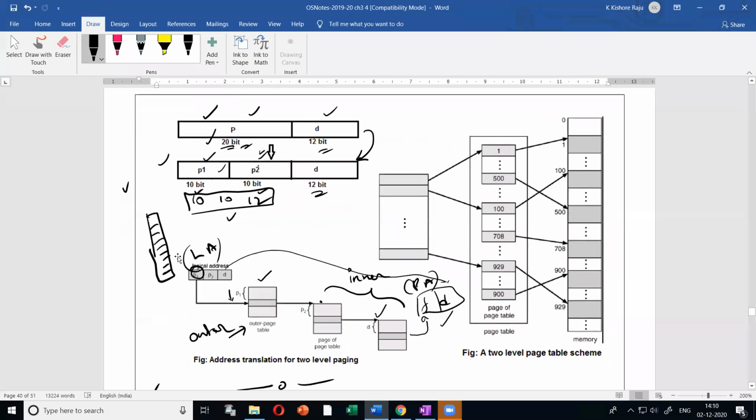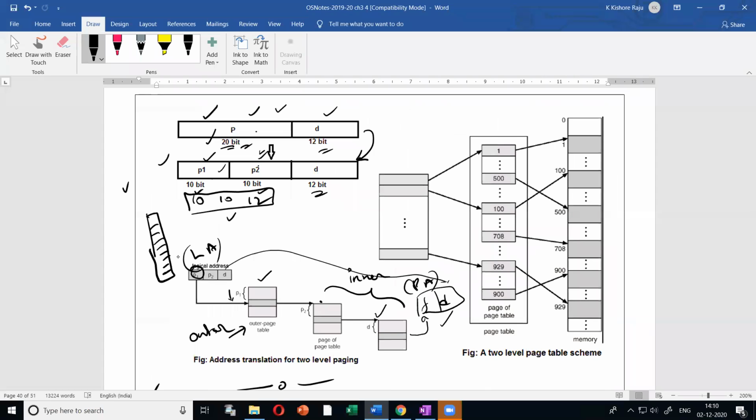In multi-level paging, the total logical address is divided into P and D. Again, P is divided into P1, P2. If it is two-level paging, I will divide the P into P1, P2.